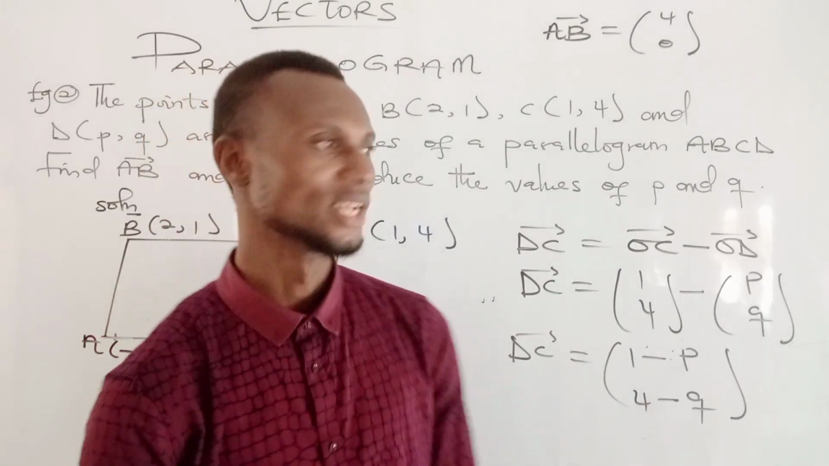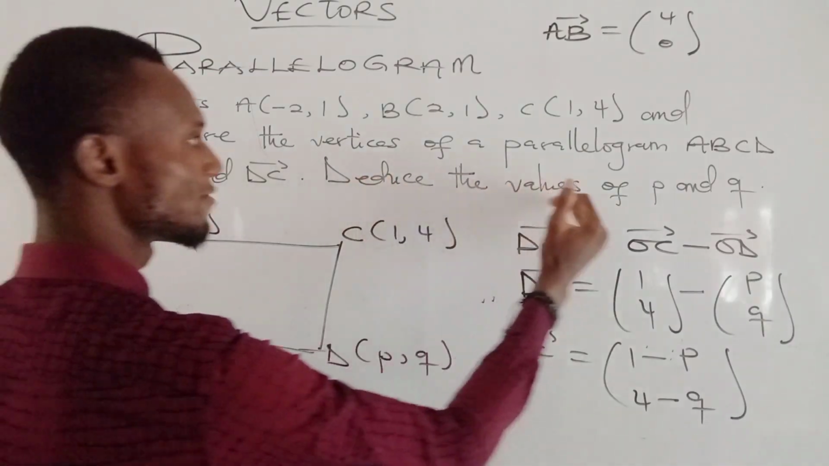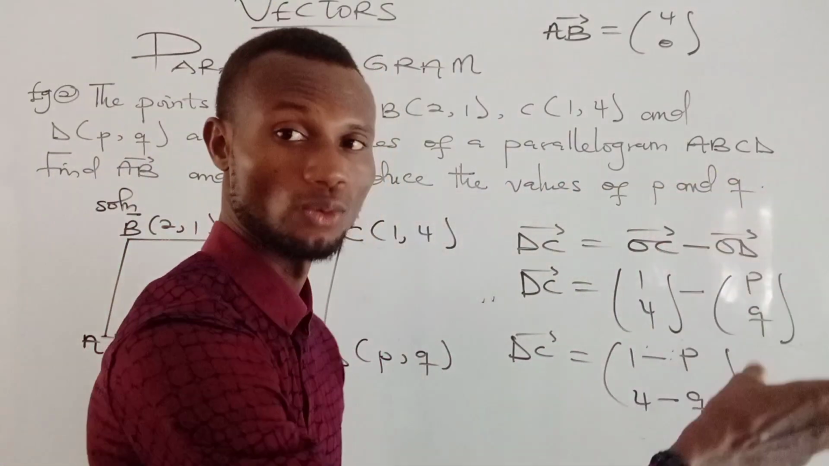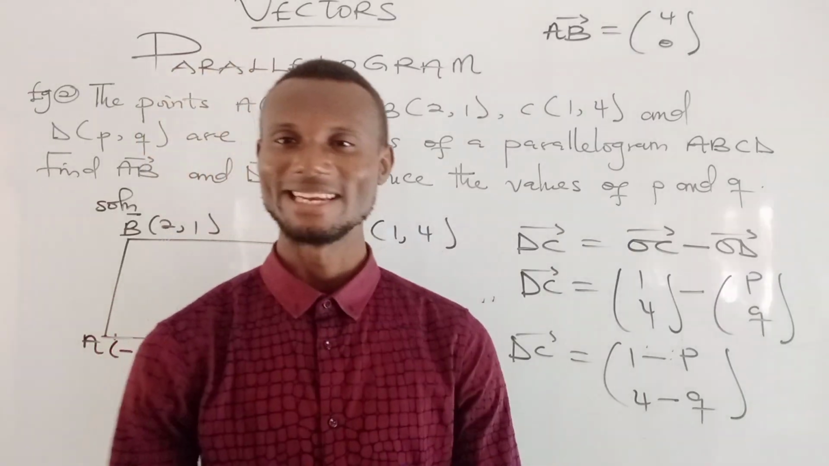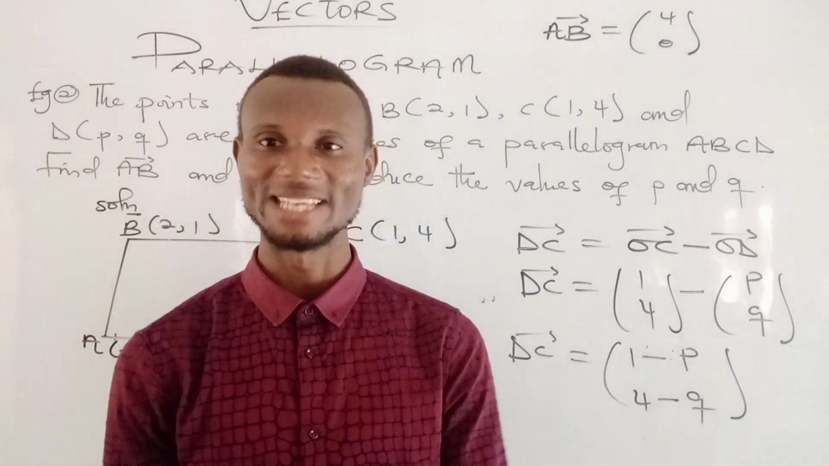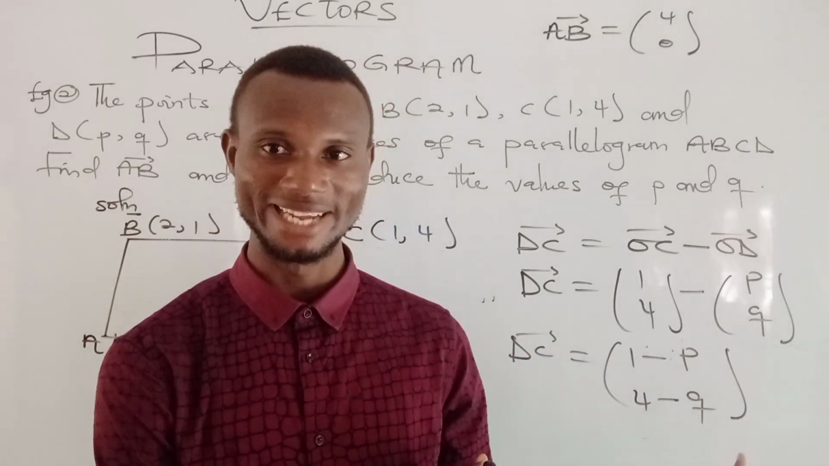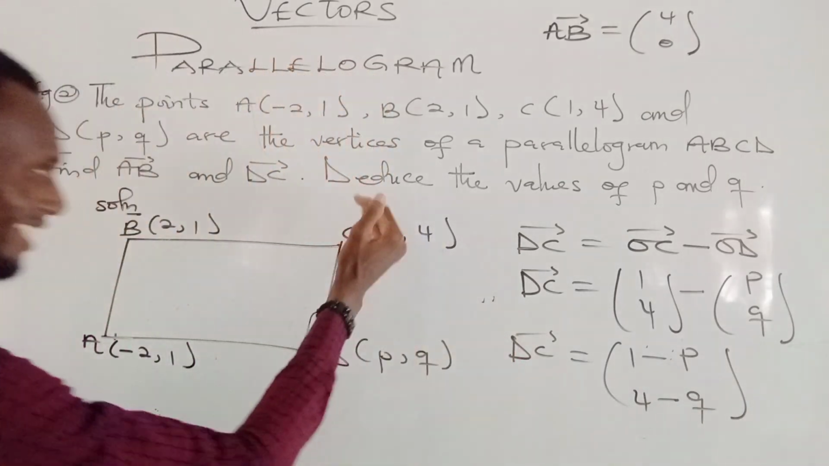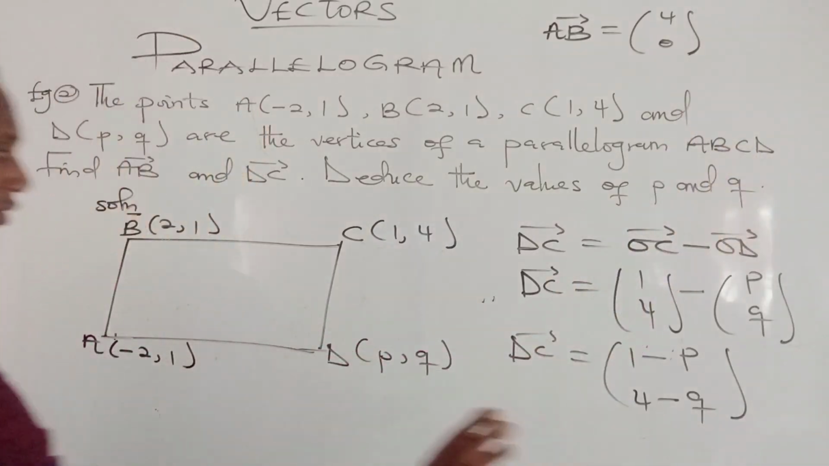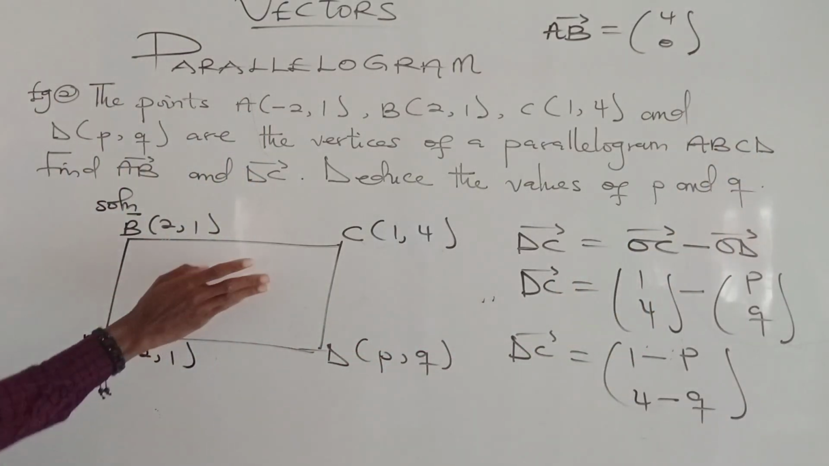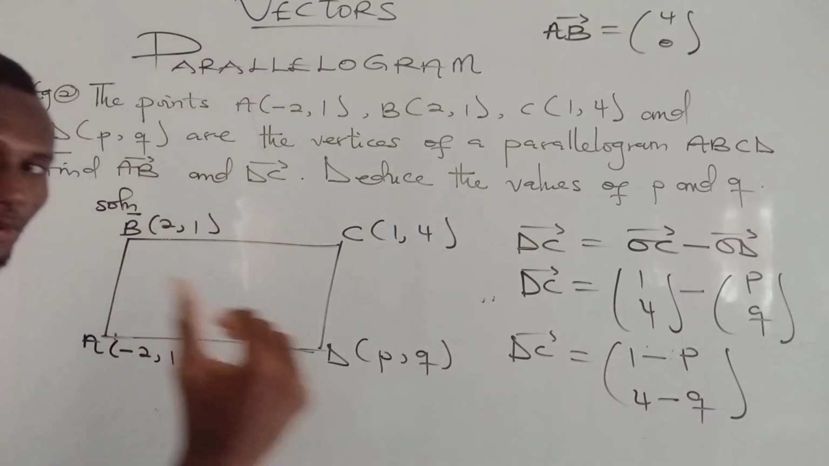Okay, so now the next part of the question says we should deduce the values of P and Q, and this is where we are going to apply the vector law that governs a parallelogram that we learned in the previous video. We are going to apply it here.